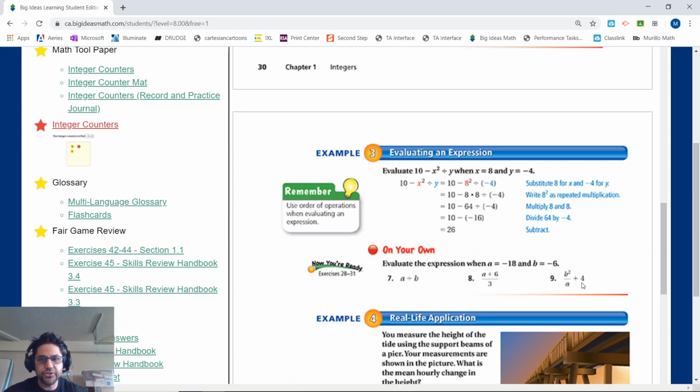So again, it's a combination of all the skills that we've been talking about in Chapter 1. Negative 2 plus 4. They've got different signs, so I need to subtract and take the sign of the number with the greatest absolute value. Negative 2 plus 4, subtract, gives me a 2. The greatest absolute value sign is positive, so it's going to be positive 2.